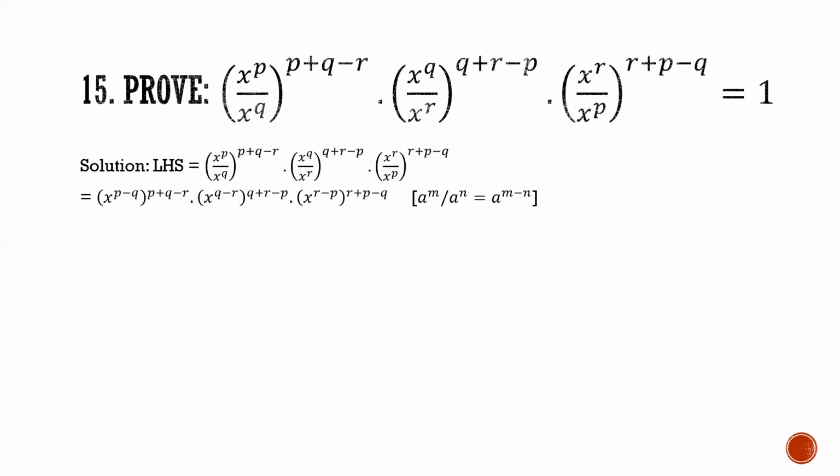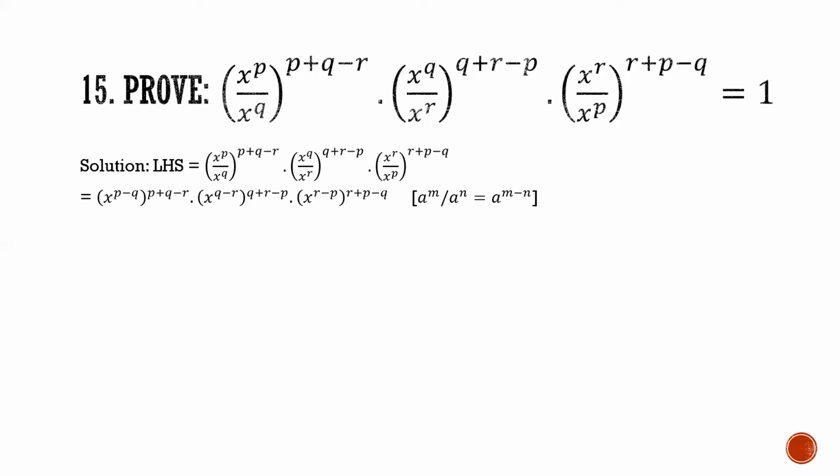Applying the formula, we will have x to the power p minus q whole to the power p plus q minus r. For the second term, x to the power q minus r whole to the power q plus r minus p. And for the last term, actually last part, these are not terms, there is only one term in this math, x to the power r minus p to the power r plus p minus q, and the formula we have applied is a to the power m divided by a to the power n is equal to a to the power m minus n.